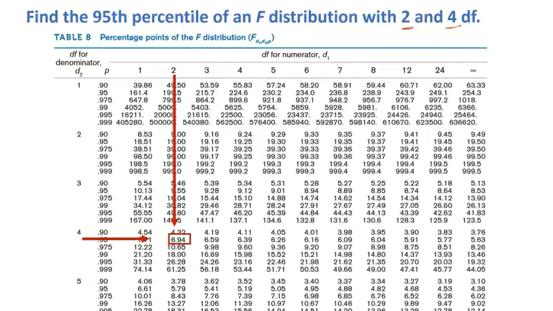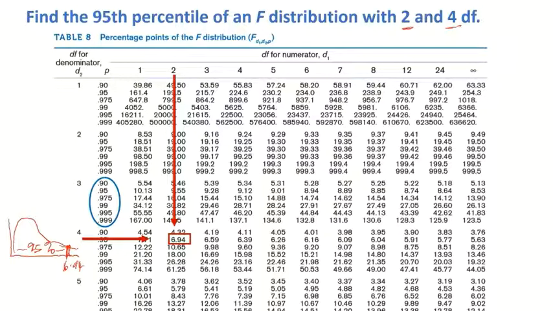So if we're going to draw this F distribution, we can have something like this, with 6.94 somewhere here. So this is 6.94. And this is 95%. Okay, everything to the left of that is 95%.